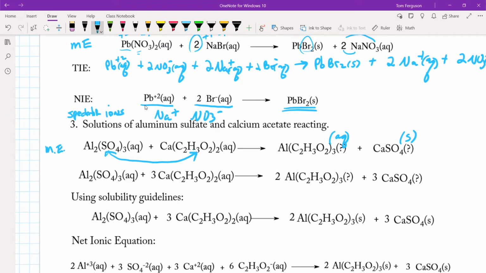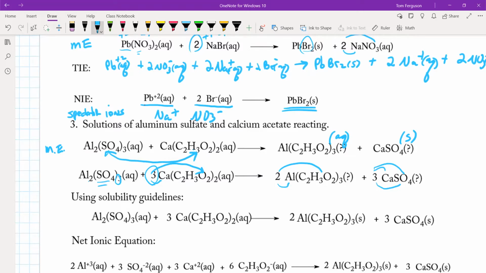Okay. Now we have to balance the molecular equation. So we need a 3 here because there are 3 sulfates, 3 calciums, 2 aluminums, 3 sulfates, and 6 acetates, 6 acetates, so it's balanced.